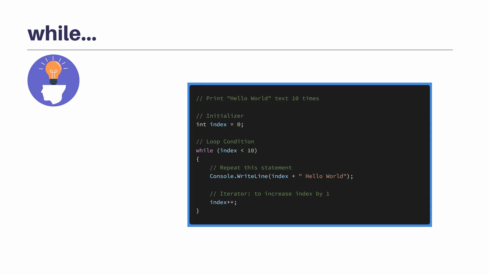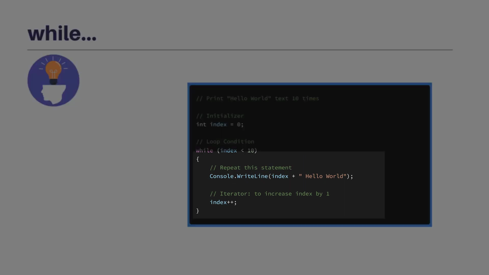After this condition, we can add the code that we want to repeat inside the curly brackets. The code inside the curly brackets is called as body of the loop. Let's say if the loop body contains a single line of code, then the curly brackets can be avoided.